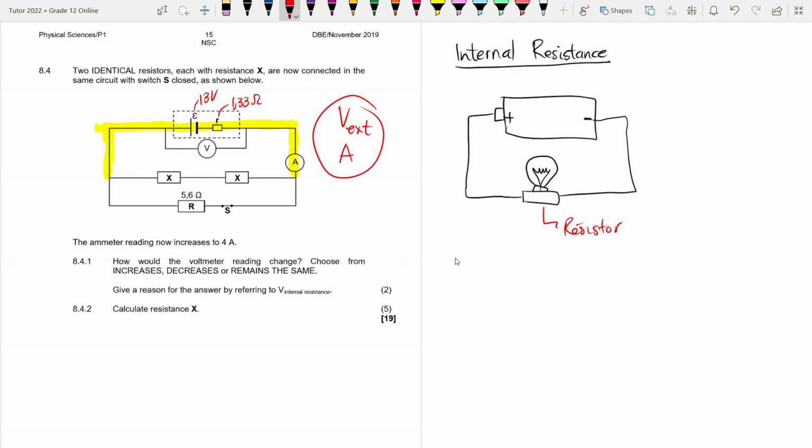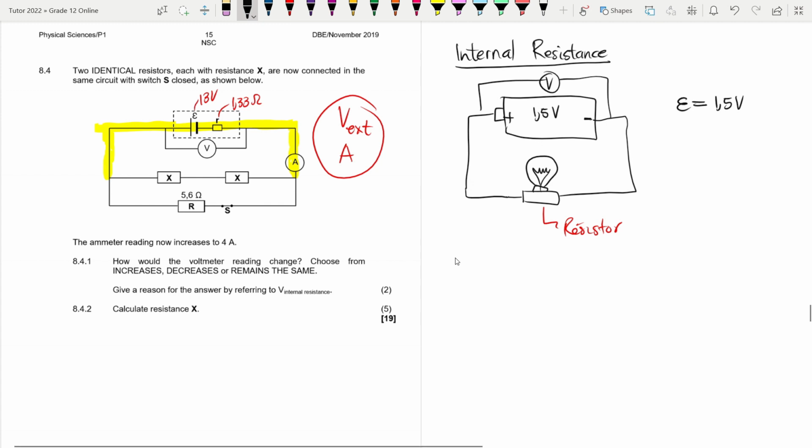Your battery, from the shop, before you connect it to anything, if you actually measure the voltage of that, let's say it is labeled, I think most of them are 1.5 volts. It's labeled 1.5 volts. We say, before you even connect it to anything, that is the EMF, that is the total voltage that the battery can deliver.